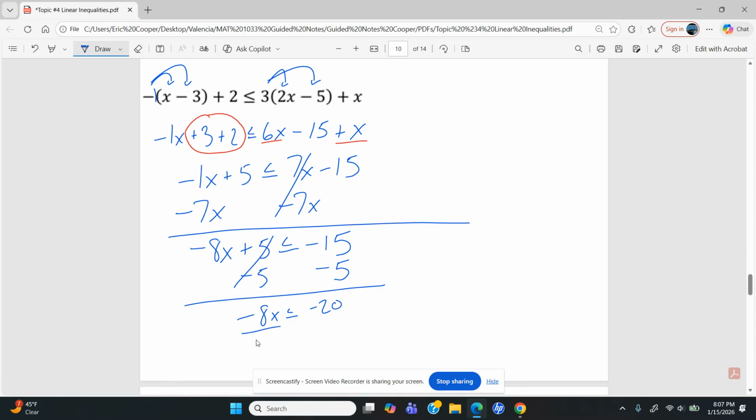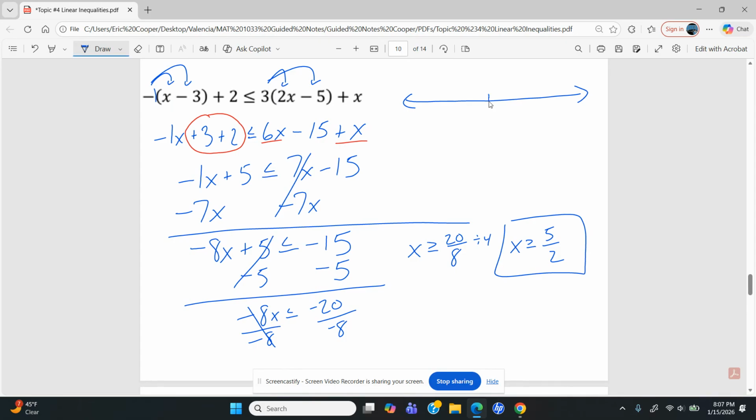I want to get x by itself, so I'm going to divide by negative 8. But anytime I divide by a negative, I have to flip the inequality sign. So I have x, instead of less than or equal to, I now have greater than or equal to. Here we have two negatives. Two negatives make it positive. So x is greater than or equal to 20 over 8. 4 can go into each of these numbers. So really we have x is greater than or equal to 5 over 2 as our answer.